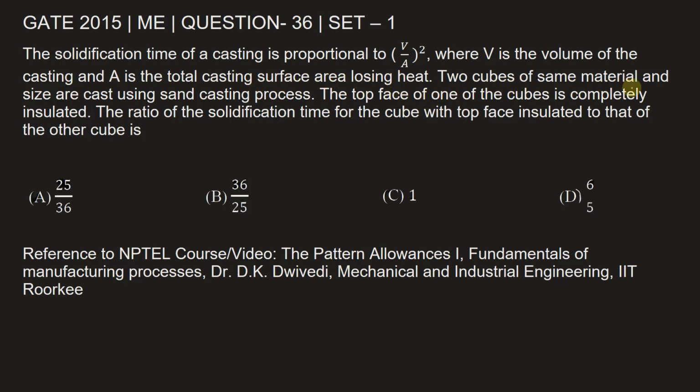Two cubes of same material and size are cast using sand casting process. The top face of one of the cubes is completely insulated. The ratio of solidification time for the cube with top face insulated to that of the other cube is dash.